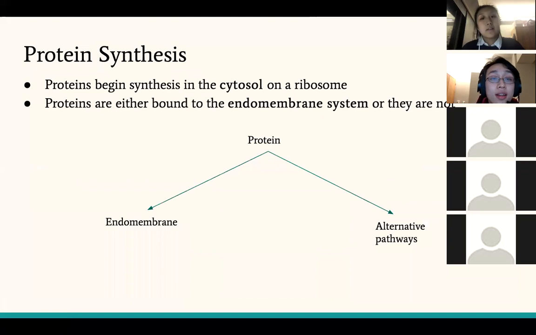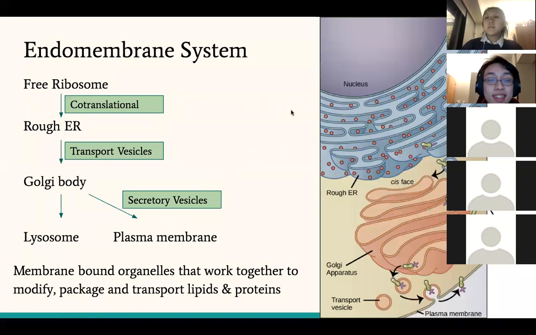We really have to begin with protein synthesis. The beginning of any protein is translation through a ribosome in the cytosol. At this point, there is a branch. The protein will either go through the endomembrane system or it will not. We're going to go over the endomembrane system a little bit more. Next slide. Thank you. So what is the endomembrane system? Essentially, it is a system of membrane-bound organelles that work together to modify, package, and transport different proteins and lipids.